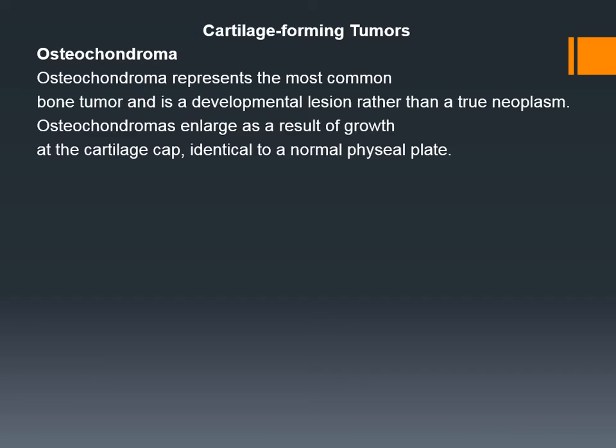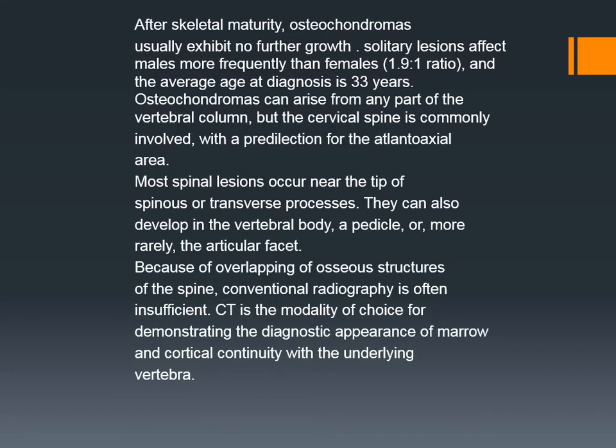Cartilage forming tumors: osteochondroma. Osteochondroma represents the most common bone tumor and is a developmental lesion rather than a true neoplasm. Osteochondromas enlarge as a result of growth at the cartilage cap, identical to a normal physeal plate. After skeletal maturity, osteochondromas usually exhibit no further growth. Solitary lesions affect males more frequently than females. The average age at diagnosis is 33 years.